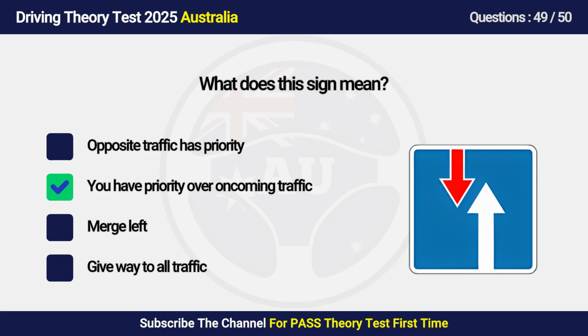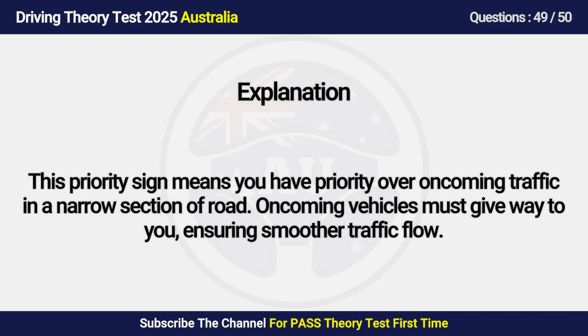Answer is B. You have priority over oncoming traffic. This priority sign means you have priority over oncoming traffic in a narrow section of road. Oncoming vehicles must give way to you, ensuring smoother traffic flow.